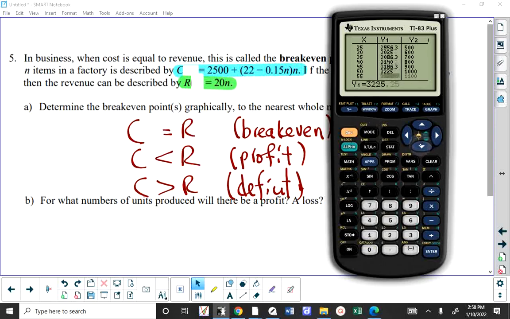These numbers are starting to get closer to each other. Y1 is my cost, Y2 is my revenue. And my revenue is slowly getting closer to my cost. We have an option here. We could continue to scroll down, or we could think a little more intelligently and change the table setup to start at like 100 and go up by, I don't know, 25. It's up to you.